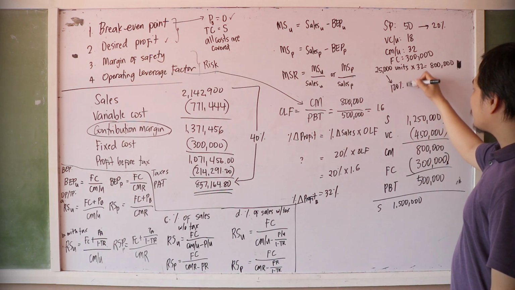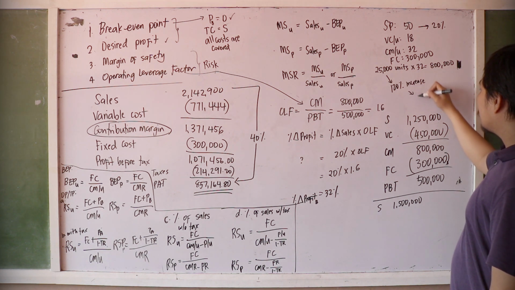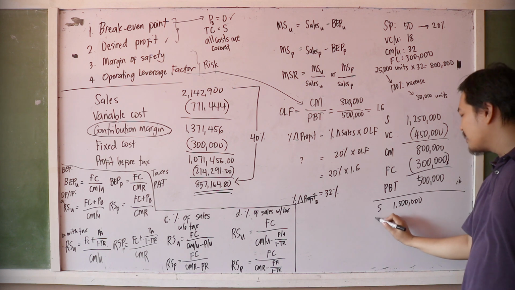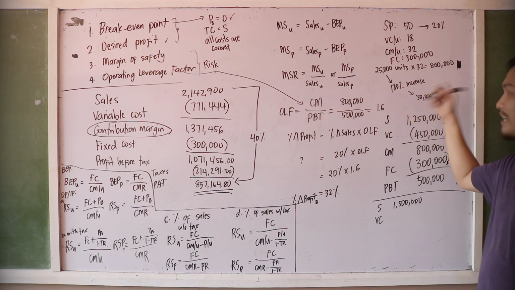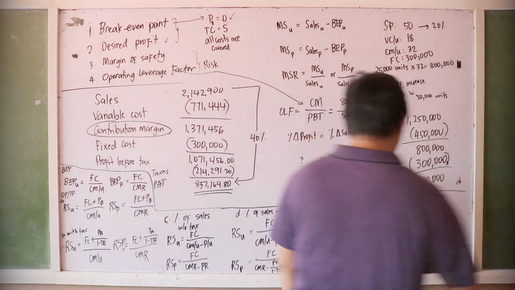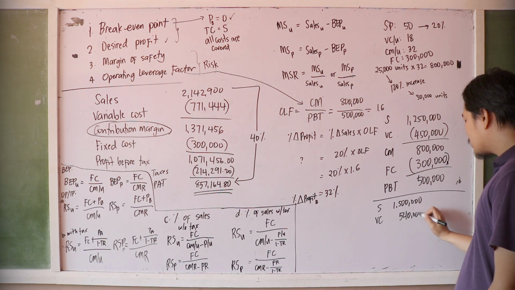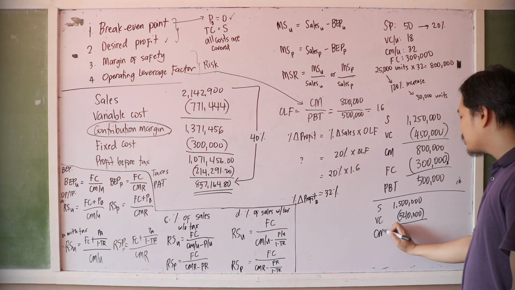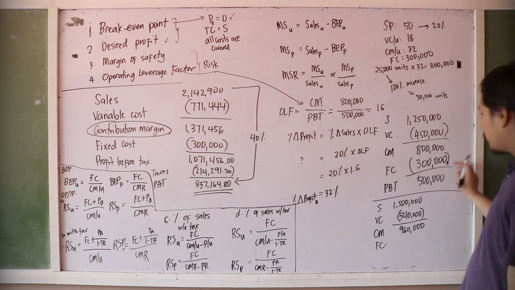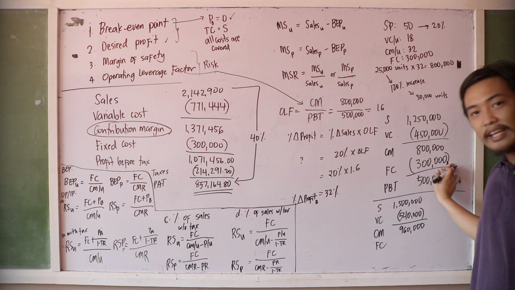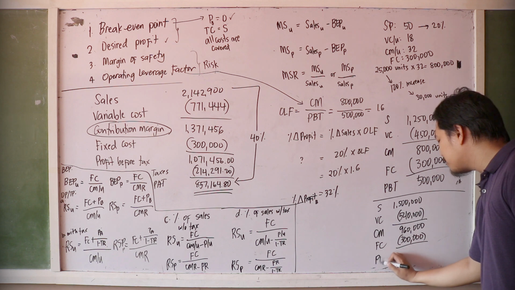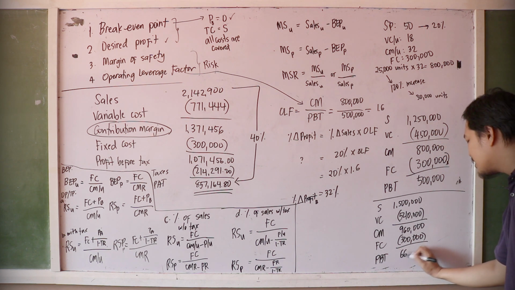120% increase, magiging 30,000 units na siya. Times 50, ito, 1.5 million sales. Variable cost, of course, tataas din yan kasi 30,000 units na yung binibenta natin. So, 30,000 times 18, 540,000 na variable cost. And then, ang ating contribution margin, therefore, is now 960,000. Minus fixed cost, it will not change kahit pag tumaas yung sales level natin, 300,000 pa rin yung fixed cost. Profit before tax is 660,000.